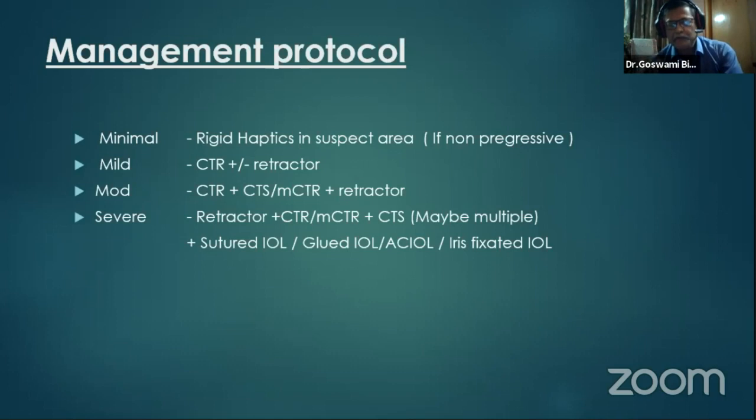So my request to the beginners is not to start any case of zonulolysis unless and until you finish 300 to 500 good capsulorhexis and good phaco. If you have that, then you can go for minimal and mild, but moderate you start only after you have got a 4 figure number under your belt, and severe you never try unless and until you have got exposure to these alternative IOLs and you do not have a vitreoretinal colleague with you.